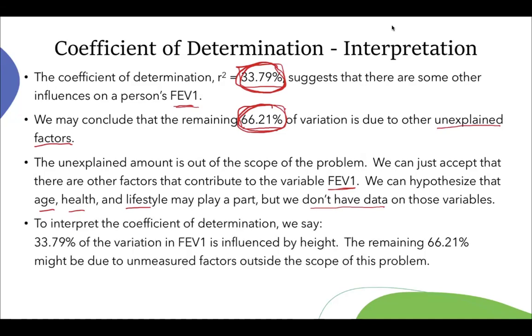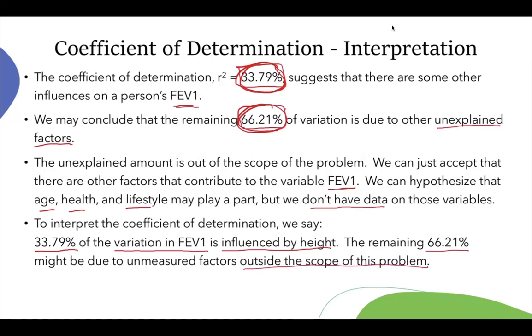So to interpret the coefficient of determination, we're going to say that 33.79% of the variation in FEV1 is influenced by height. The remaining 66.21% might be due to unmeasured factors outside of the scope of this problem.